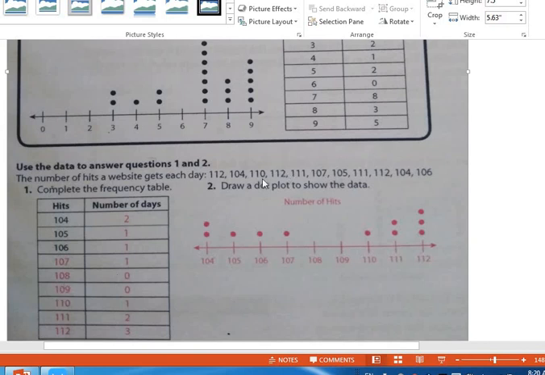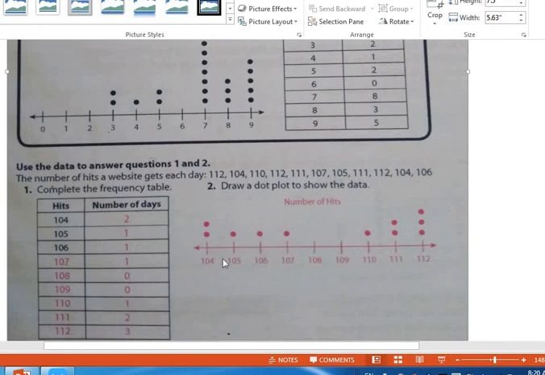108, I don't have 108 here, so I will write 0 for it. It never appears. 109 also never appears. 110, I search for it. Yes, 1 time. 111, 1 time, then 2 times. 112, let's see from the beginning: 1, 2, and then 3 times.